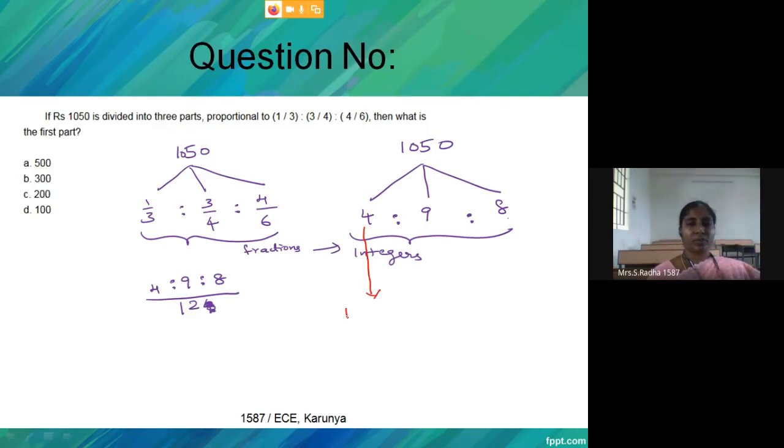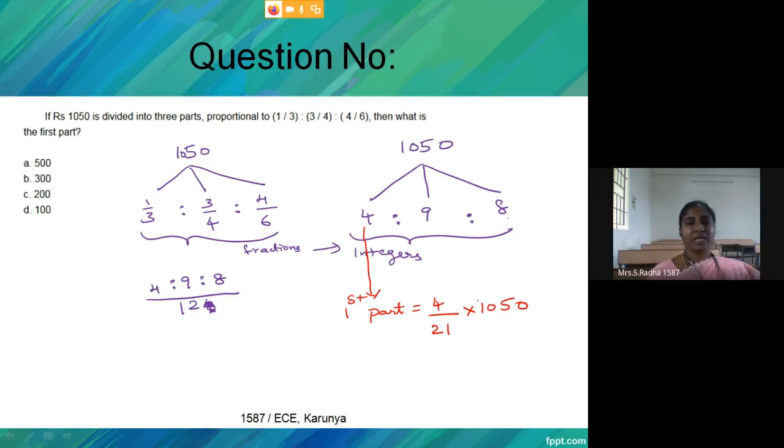So this is the first part, which is nothing but 4 by 21. How did I get 21? 9 plus 8 plus 4 is the total amount available, and 4 portions out of that is the first part. So 4 by 21 is the first part of the total 1050.